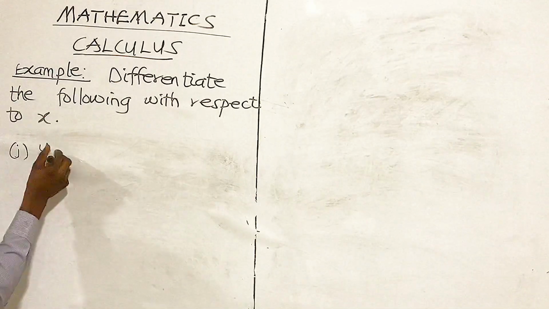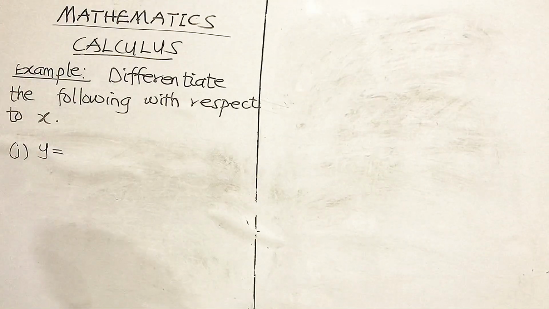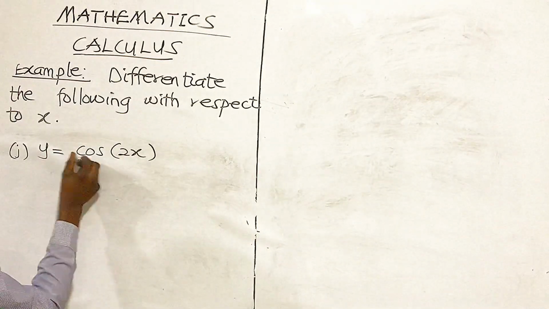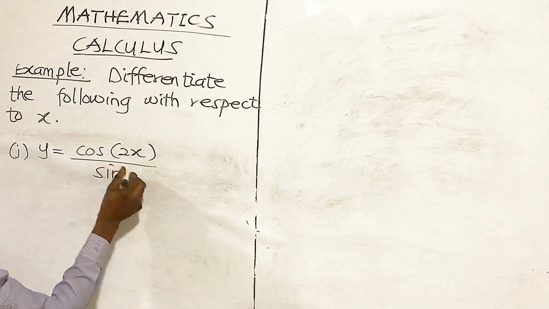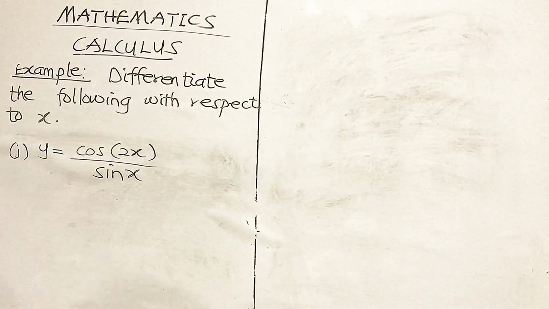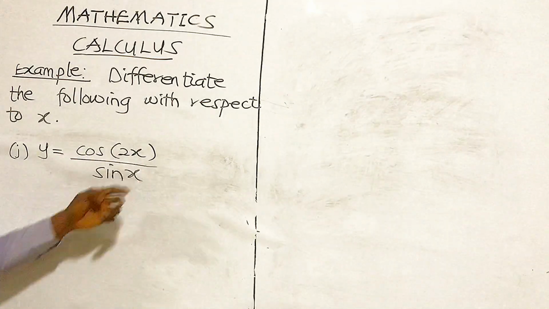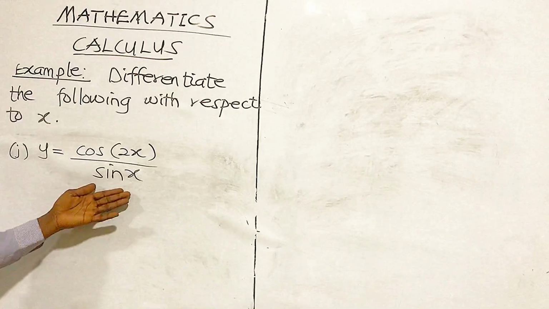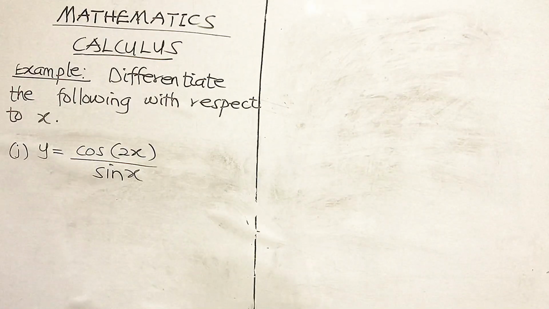We have y is equal to cos 2x all over sine x. Cos 2x all over sine x. From here, we are going to use the quotient rule because two different functions are divided.